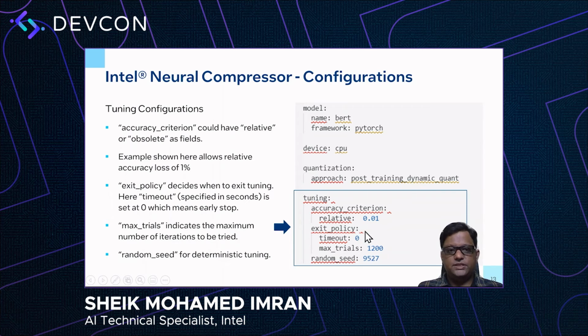The exit policy determines when to stop the tuning. So here, the timeout 0 indicates that we want to stop early, and the max trials number indicates how many loops it has to try out till it finds the best configuration, right? That's set, and it also sets the random seed to ensure that you have deterministic tuning happening in your loops, right? So that's what these configurations mean.